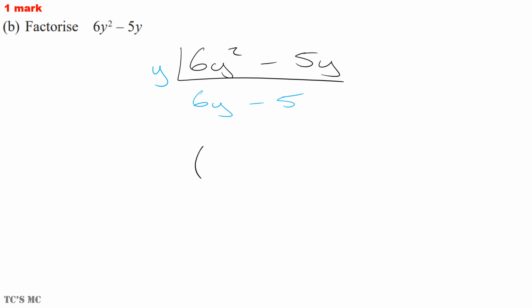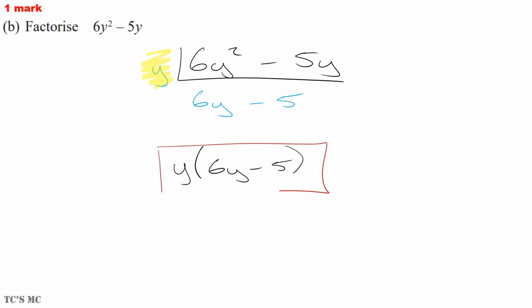The bracket is 6y subtract 5. The outside of the bracket is the product of any terms on the left. In this case, it's just y. And for 1 mark, we just need to write this answer.